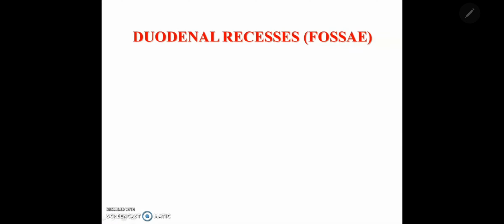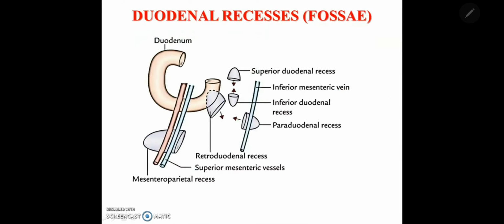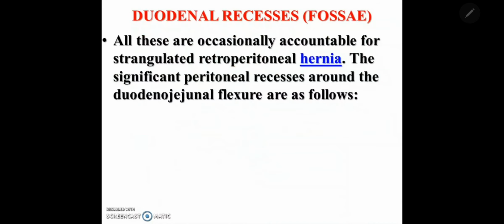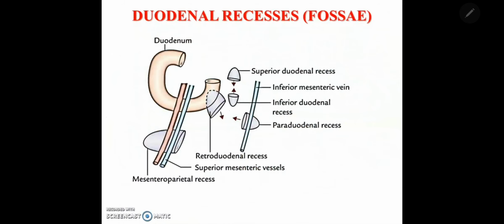And next, coming to the duodenal recesses or fossae. In the region of the DJ flexure, there are some small pockets of peritoneum. You can see there, these are the duodenal recesses: superior, inferior, para and retroduodenal recess. These are pockets of peritoneum, potential sites of retroperitoneal hernia, and they may lead to strangulation because of these small peritoneal pouches. The superior duodenal recess is located at the left upper end of the fourth part of the duodenum behind the superior duodenal fold.